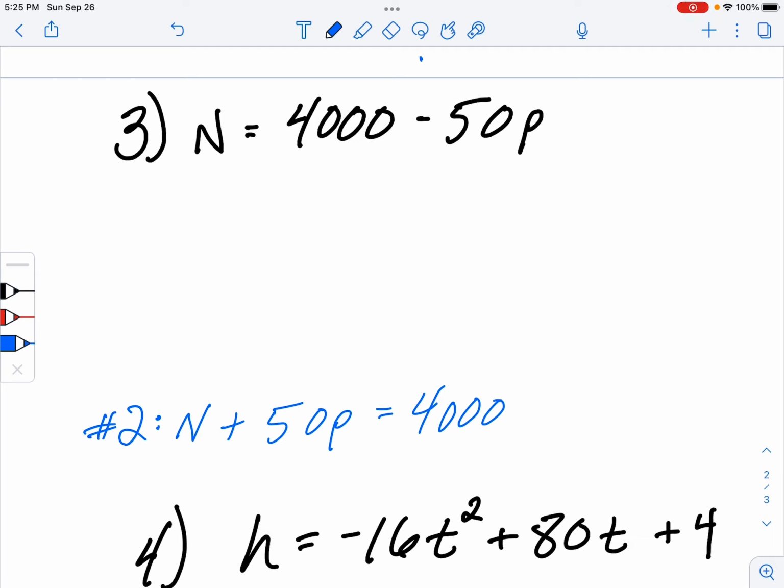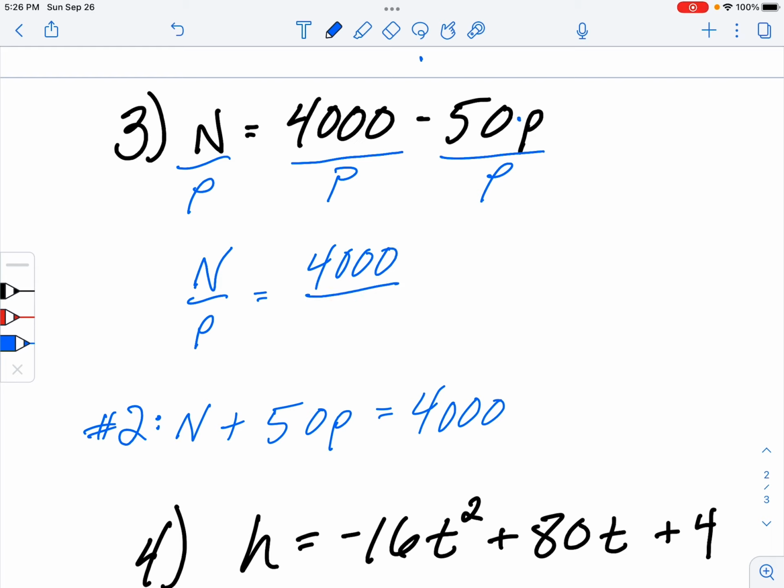One other thing that we could do is break up this 50p. As we said, the 50 and the p are connected by multiplication, so we can always undo that multiplication. We need to be careful though. Since we have this subtraction in here, if I divide by p, I also have to do it to this term as well. So if I choose to make that move, dividing by p, I have to divide each term by p on the right and the n by p on the left. So this would leave us with n over p on the left equals 4,000 over p minus 50.